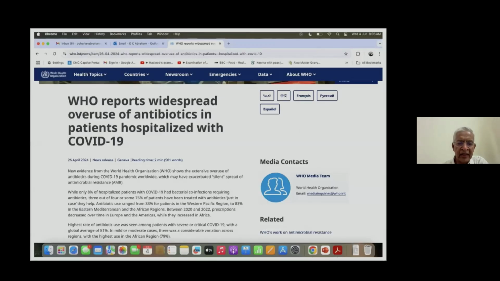We love antibiotics. We use plenty of it. To just quote some statistics, this is antibiotic utilization in patients hospitalized with COVID-19 during the pandemic. This is data from the World Health Organization. As you can see here, only about 8% of hospitalized patients with COVID-19 had bacterial co-infections which truly required antibiotic therapy, while in actual practice, about 75% of them were being treated with antibiotics just in case.